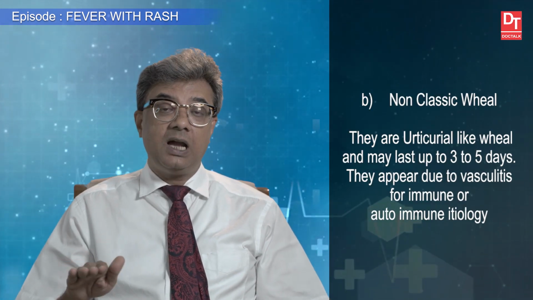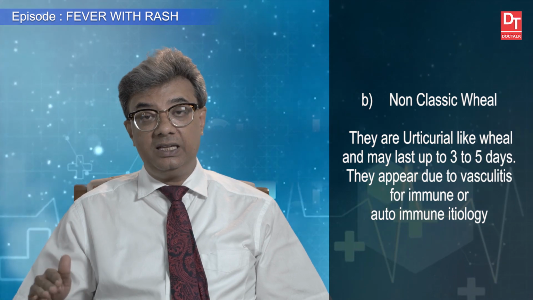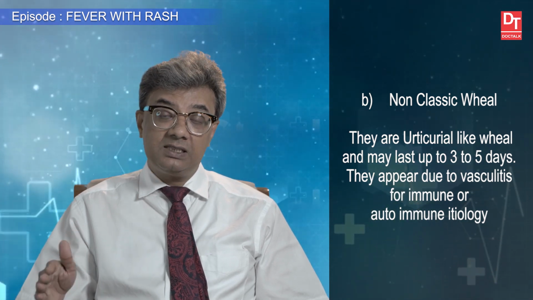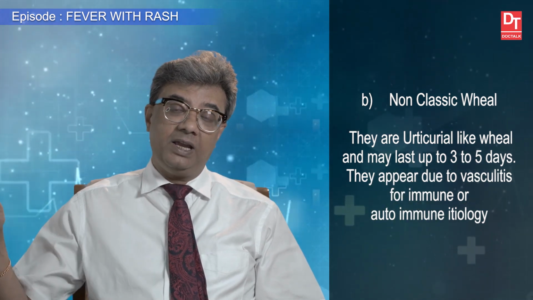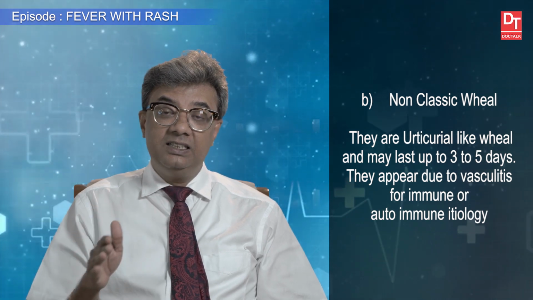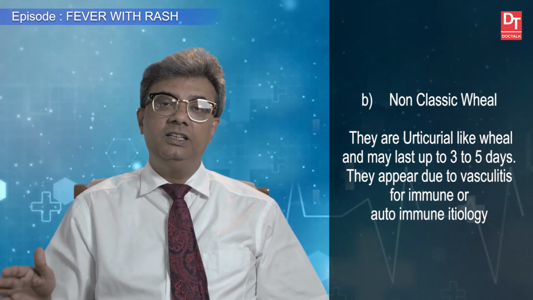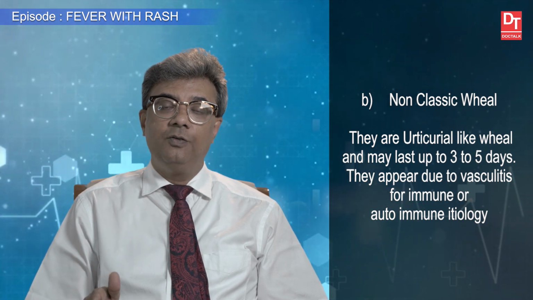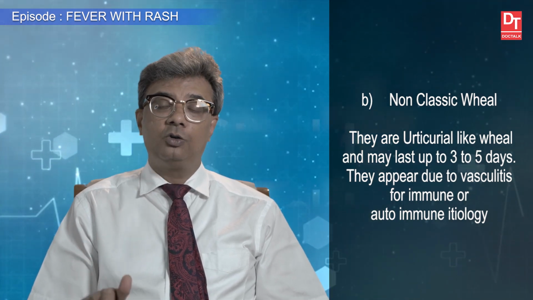Now, another is non-classic, which are arterial like wheal. They may last up to 3 to 5 days, and they are usually due to vasculitis of immune or autoimmune etiology. So, this is about wheal.